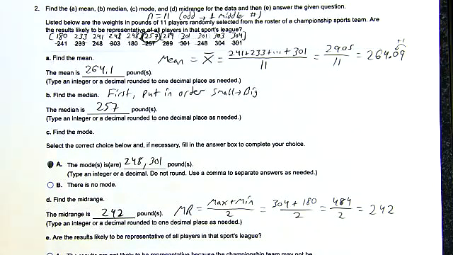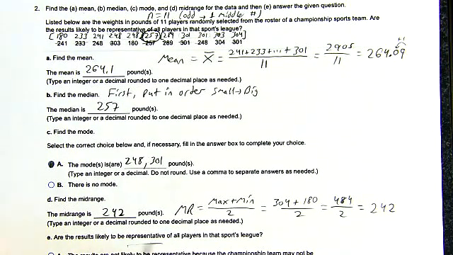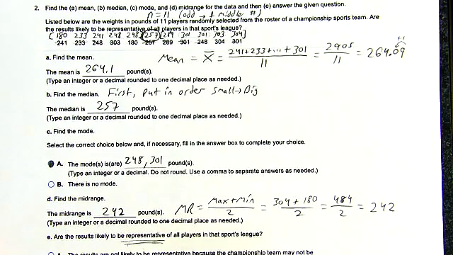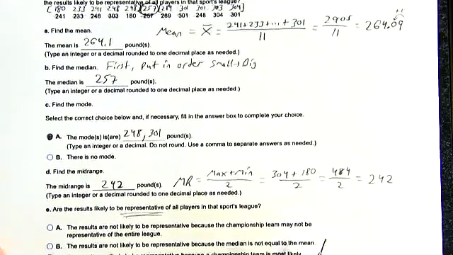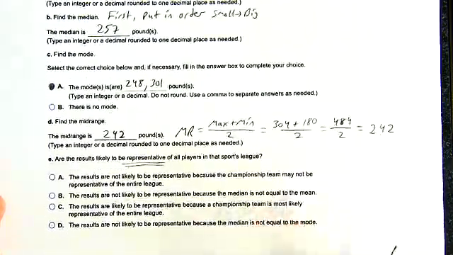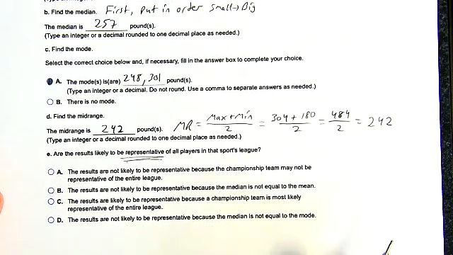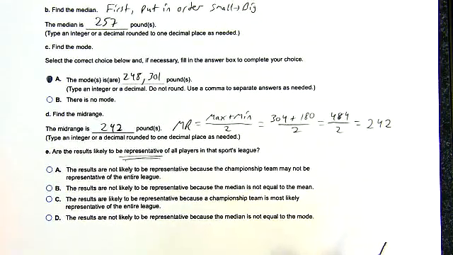Okay, the last question. Are the results likely to be representative of all players in the sports league? So they literally took the championship team, grabbed 11 people from it, and took their weight. Is that representative of the entire league? No, exactly. What would be a better way to get a sample of the entire league? You'd want to randomly sample a few members from every team, right? That'd be a better way to do it.